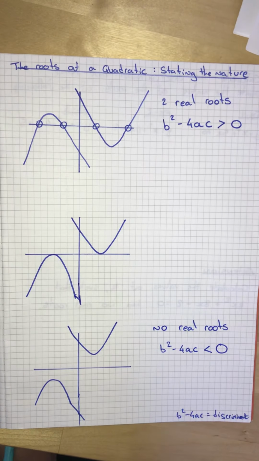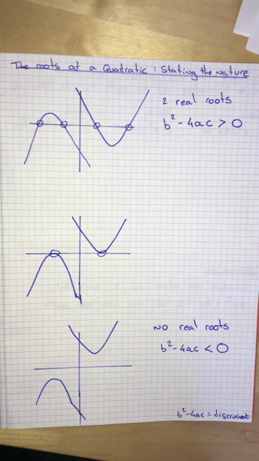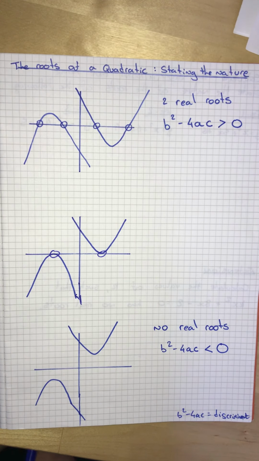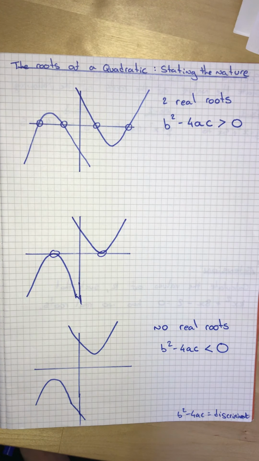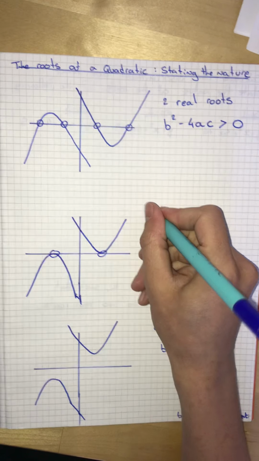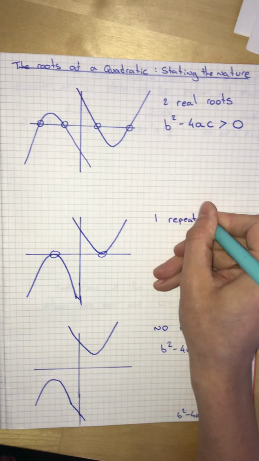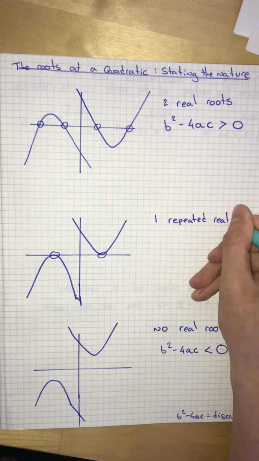Okay, so it does have a root, but how many roots does it have? Some people say 1. But what it actually has is still two roots, but it is one root that has been repeated. So we can say one repeated real root.